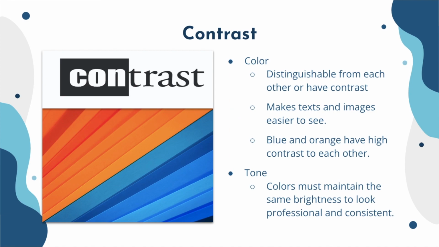The final principle is contrast. An effective infographic has colors and tones that are distinguishable from one another. For example, putting blue text on a black background will make things hard to read and see. Contrast makes text and images easier to see. For example, blue and orange would make for a good color scheme because they have high contrast to one another. Color should maintain the same level of brightness to look professional and consistent.